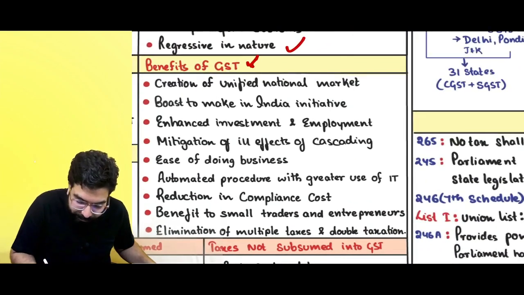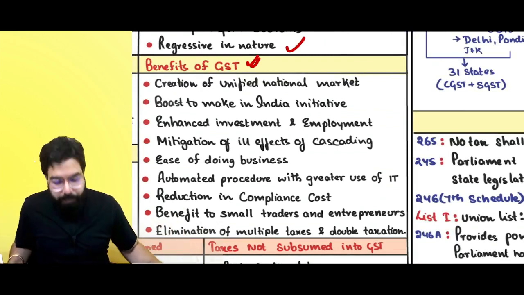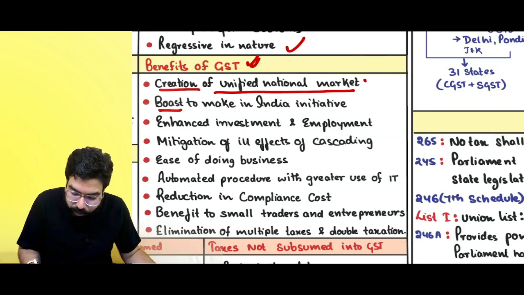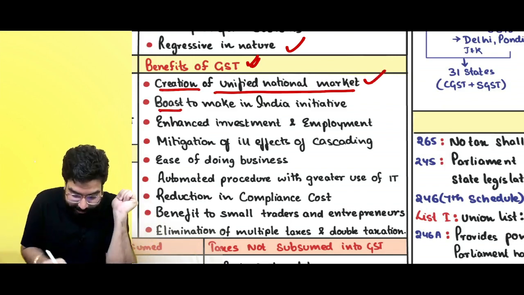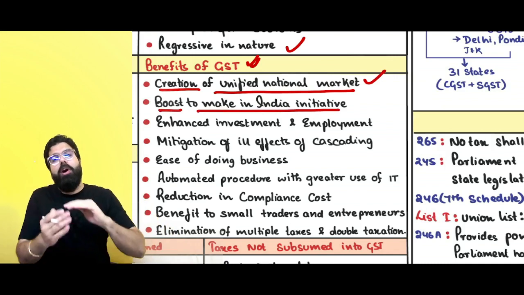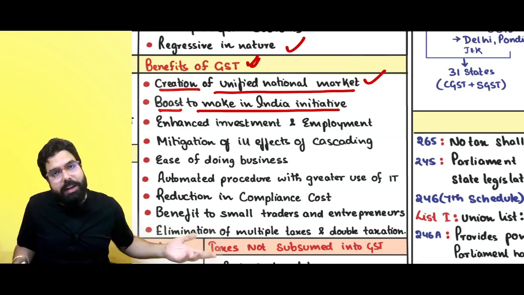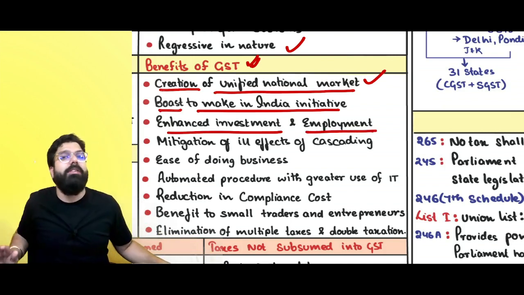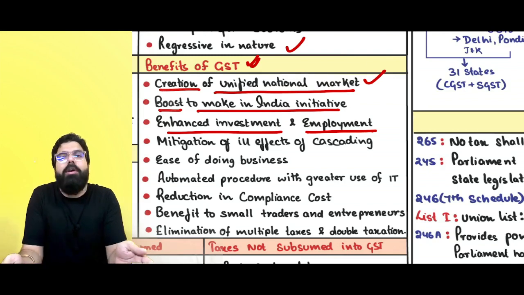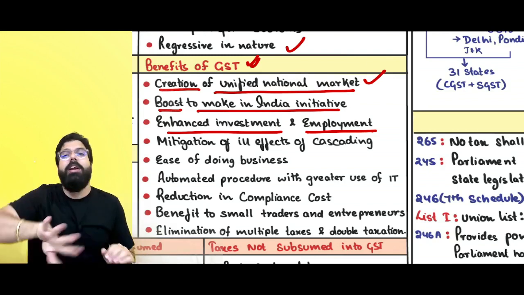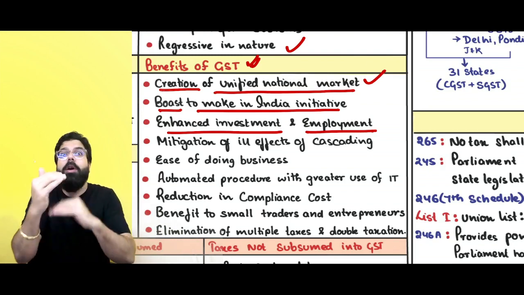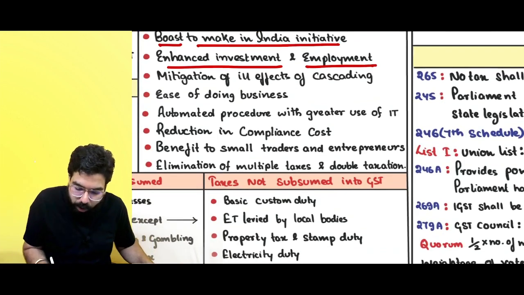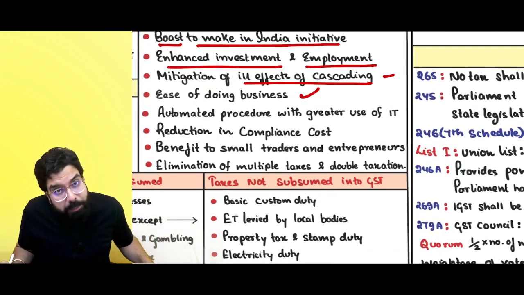Done, sir. Benefits of GST. Creation of a unified national market: one nation, one market, one tax. Boost to the Make in India initiative, because tax on tax is not there. Enhanced investment and employment. People from outside India are investing in India because now there are fewer taxes, only GST, so investments have gone up. More people from outside India are investing in India, opening companies, and employment has also gone up. The cascading effect is gone. Ease of doing business has come.